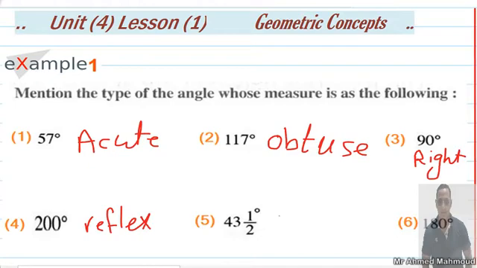43 and a half is an angle less than 90, this is an acute angle, and 180 exactly is a straight angle.